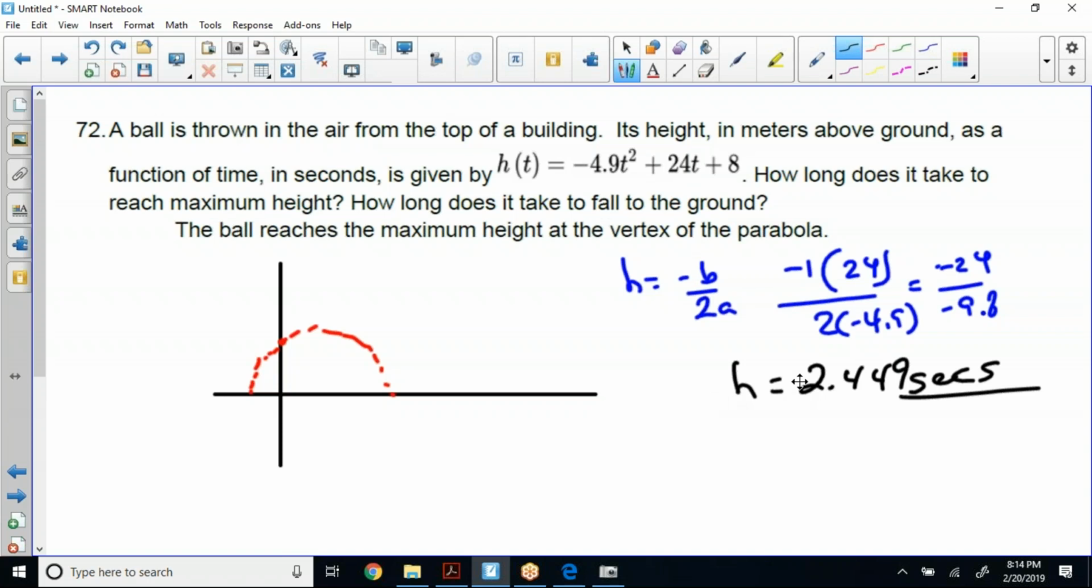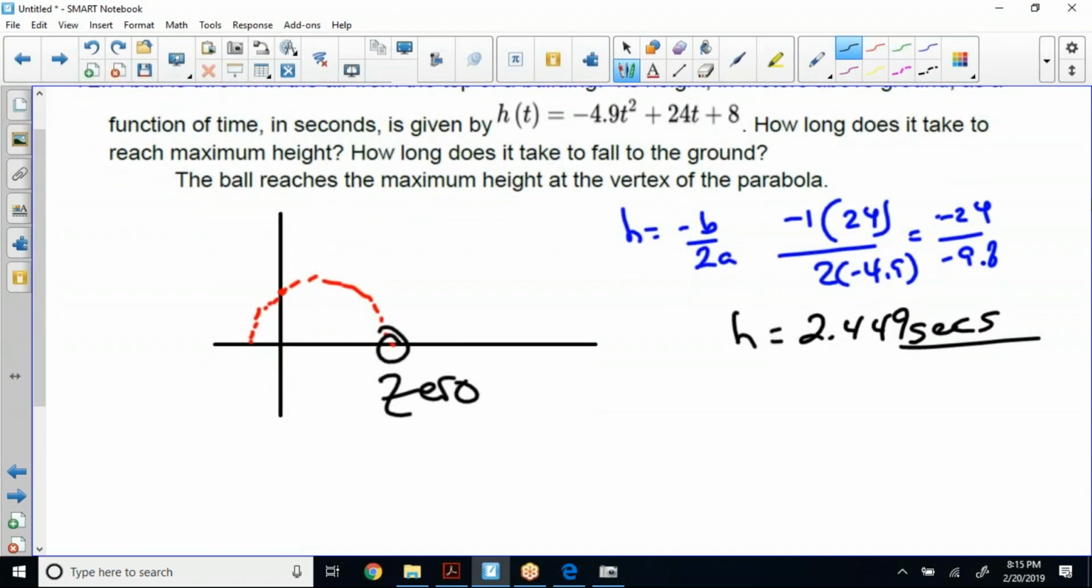Now, but we got to figure out how long did it take to hit the ground again. Well, when it hits the ground, that's like hitting on the x-axis, which is a 0. Ladies and gentlemen, you solve the quadratic. You do the quadratic formula. Okay? Now, y'all need me to do the quadratic formula on this one?